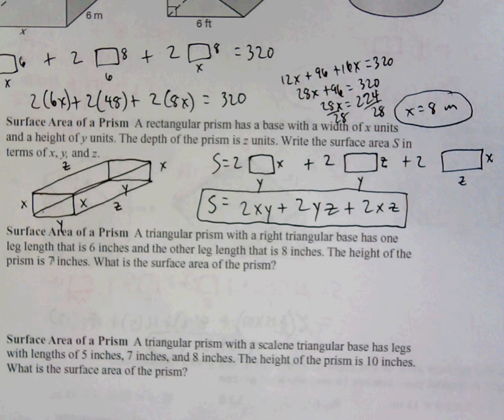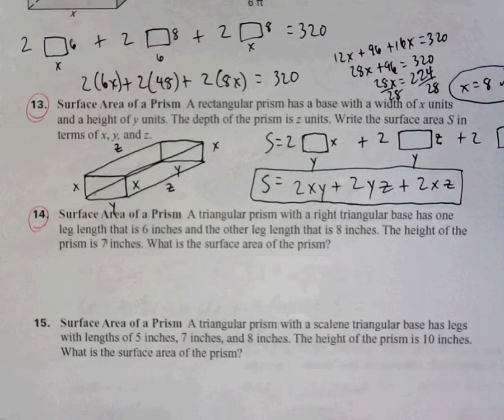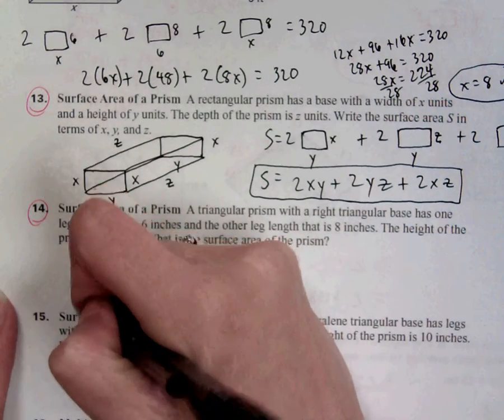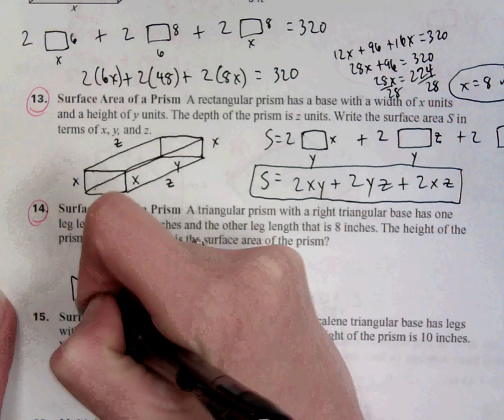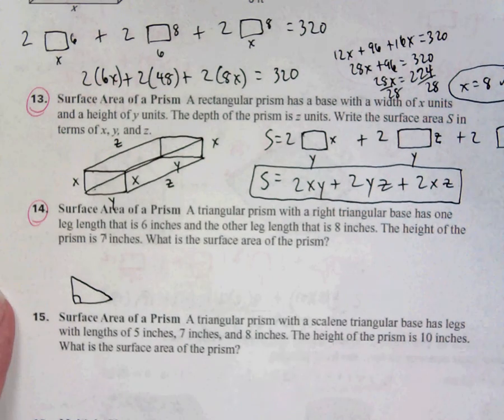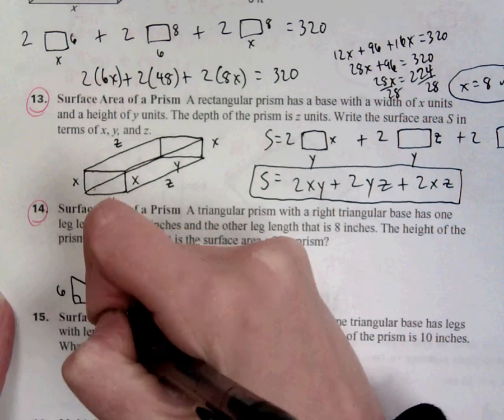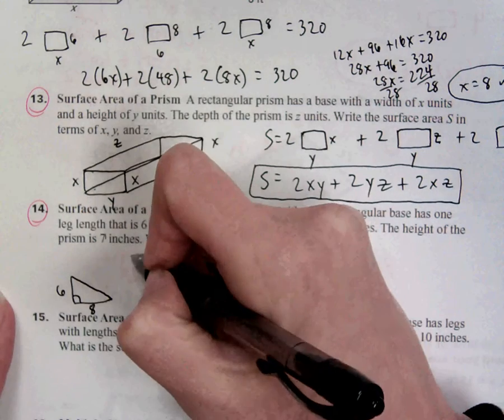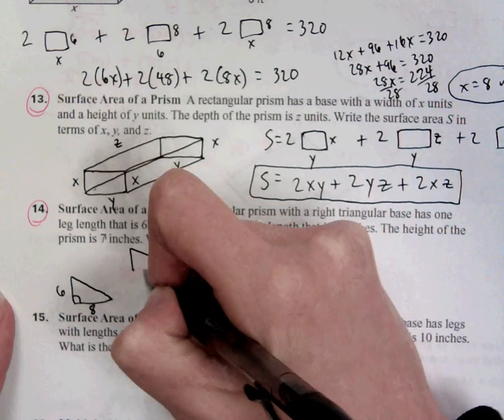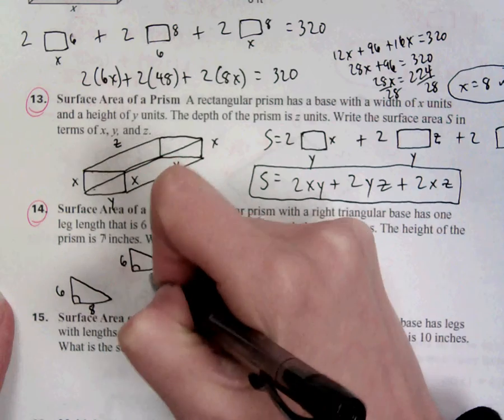So 14 is going to be similar, except it's a triangular prism. And again, they don't give us all the information, but they give us some. They say it's a right triangular base, has one leg length that's 6 inches, the other that's 8 inches, the height of the prism is 7 inches. So again, drawing a picture is pretty imperative here. Okay, so if I'm going to draw a right triangular prism, I'm going to draw a right triangle. They tell me one of the legs is 6 inches, the other one is 8, so I'm going to call this one 6 inches, this one 8. Then I'm going to draw the exact same triangle up here, as close as I can.